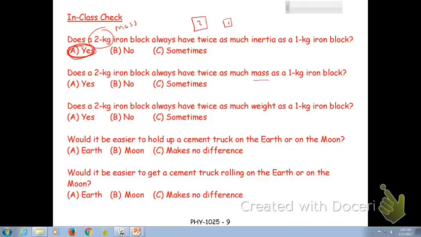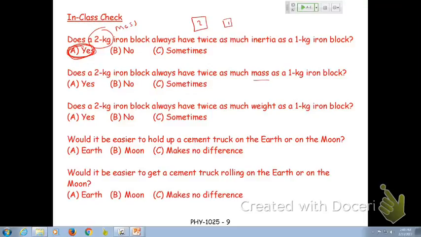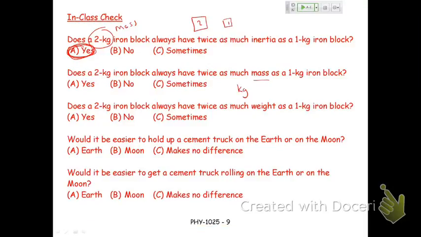Let's stop there. So let's have a look. Again, it's mainly A, a little bit of B. So it turns out that, yeah, kilogram is a unit for mass. So if you have 2 kilograms versus 1 kilogram, you have twice as much mass, and that's just the way it is, so that's a yes as well.